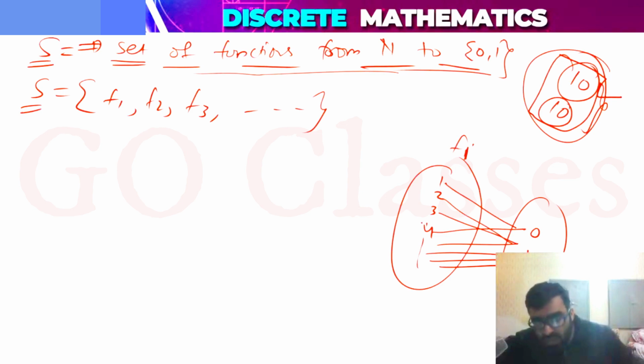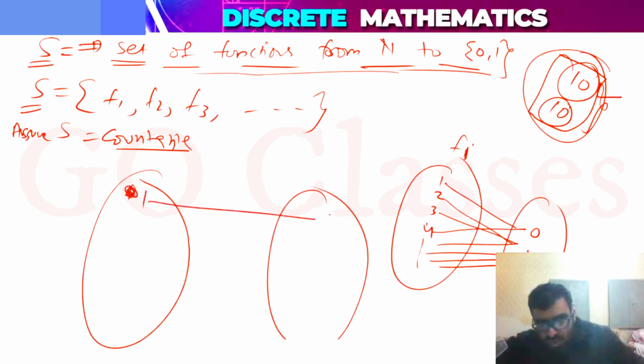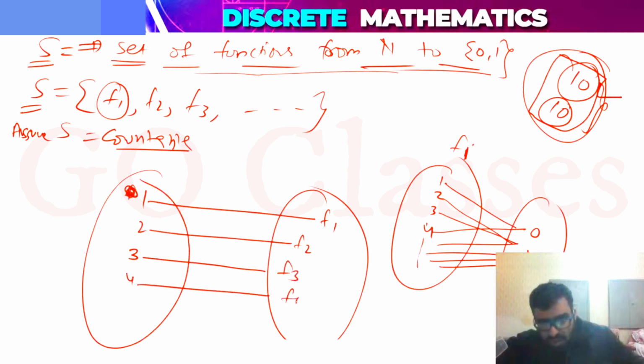Now, to prove that this set S is uncountable, the method is very simple. Assume that S is countable. If S is countable, then we have a one-to-one correspondence with the set of natural numbers. Let's assume this one-to-one correspondence is like this: f1 maps to 1, f2 maps to 2, f3 maps to 3, f4 maps to 4, and so on.